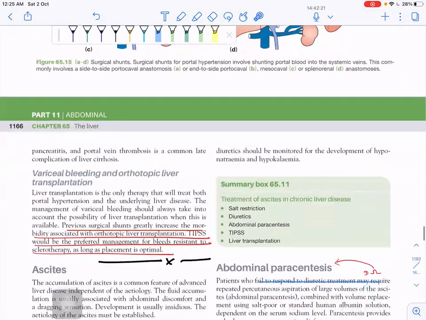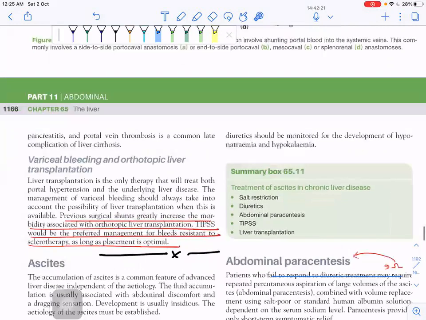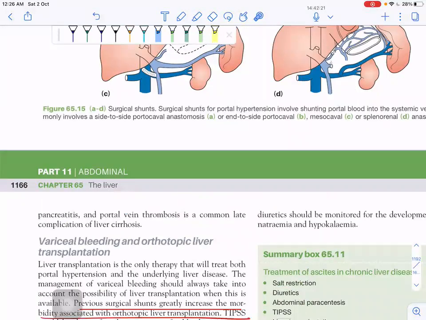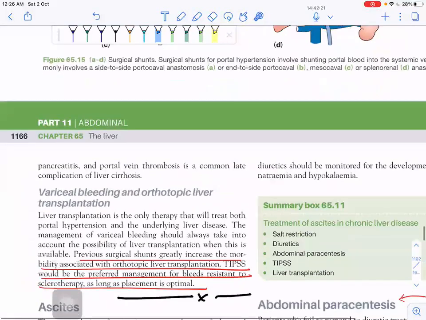How does splenic vein thrombosis form? Splenic vein thrombosis may be seen secondary to chronic pancreatitis. Portal vein thrombosis is a common late complication of liver cirrhosis.